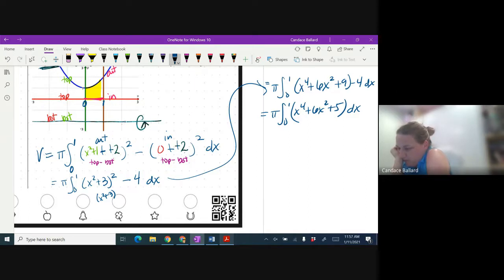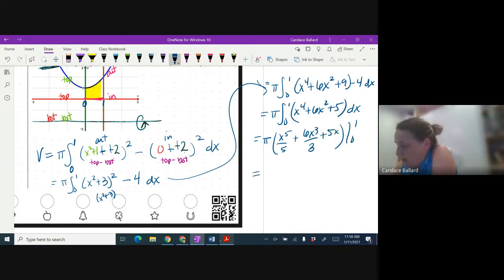Okay, so let's go ahead and integrate. So we've got pi, and then we've got x to the 5th over 5 plus 6x cubed over 3 plus 5x from 0 to 1. Does the 0 matter? Am I worried about that 0 at the end when I calculate? No, I'm not. Good, good, good.